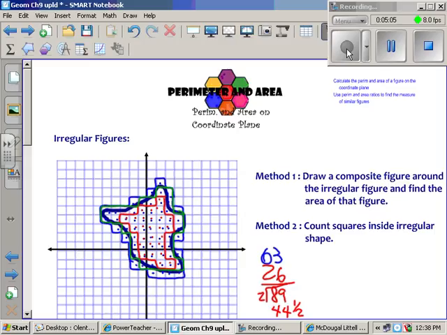So when you have a squiggly figure, that's the way you would deal with it. You would draw an outline, we call it an inline, and then take the average. Okay, does that make sense? Kind of straightforward, not too difficult.